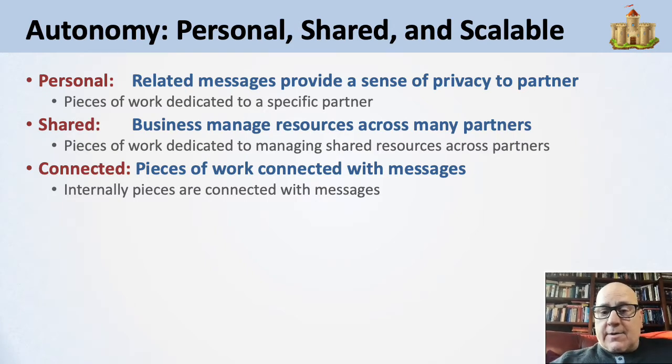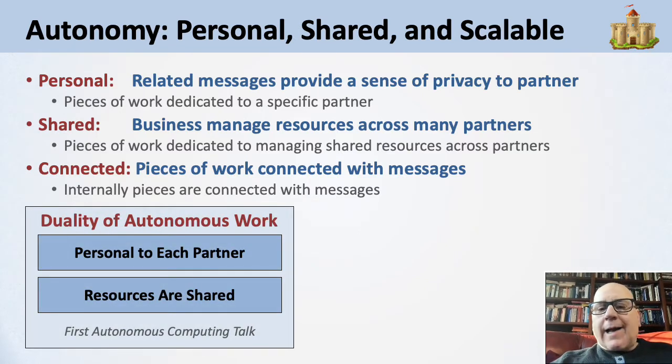Internally, you use pieces to connect those messages. And so you end up in this composition where messaging can connect pieces, and so the work can be comprised of many small pieces. There is a duality of autonomous work. It's both personal to each partner, but the resources are shared. And that's the first autonomous computing talk.